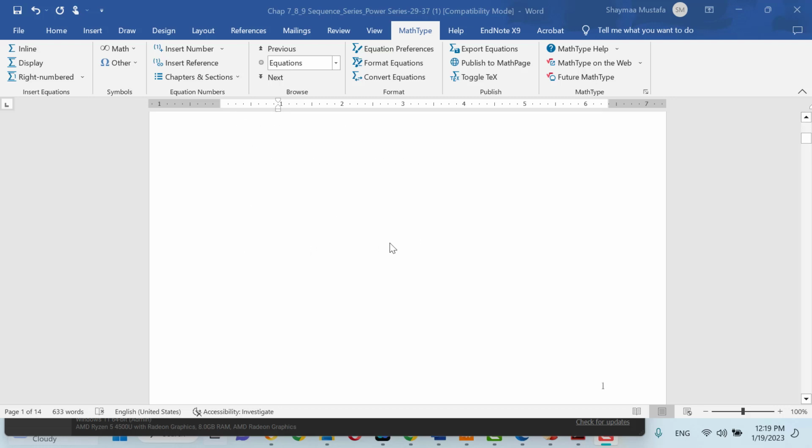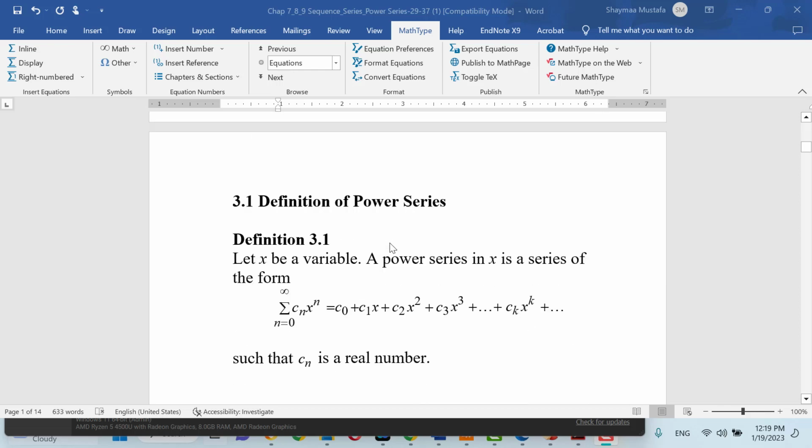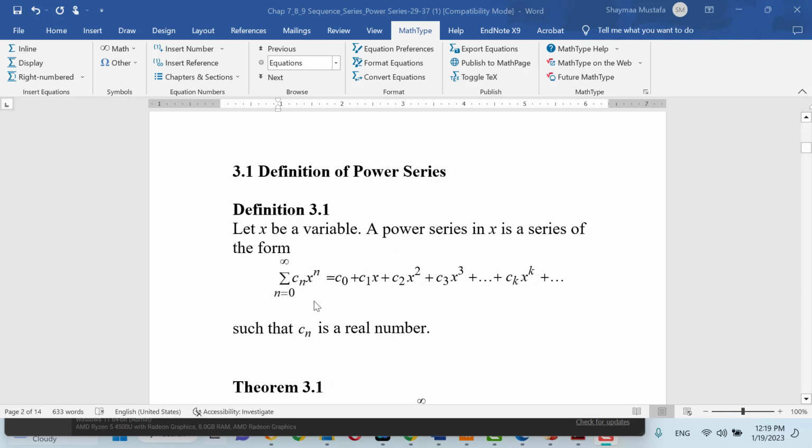So what is the power series? Power series is the power that has this form, which is a polynomial form. It is an infinite polynomial form. The first term is a constant, where x to the power 0. The second term is a constant times x, c1x, then plus c2 x squared when n equals 2, plus c3 x cubed when n equals 3, plus ck x to the power k.